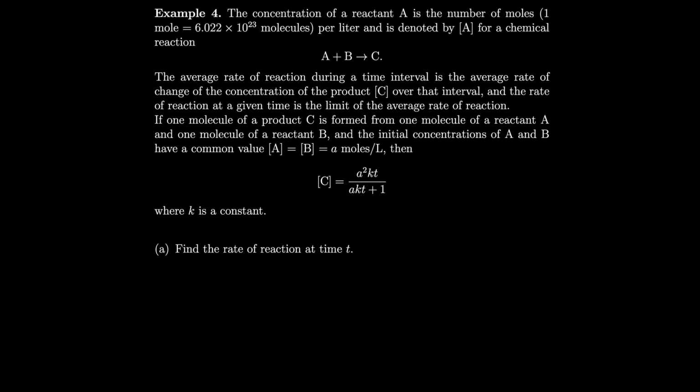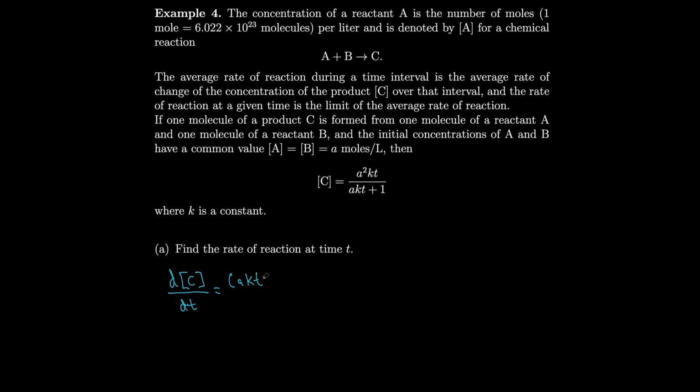So let's find the rate of reaction at time t. We said that the rate of reaction is the limit, so the rate of reaction is the derivative. So we want to look for dC/dt, the derivative of concentration with respect to time, and that's concentration of product. So we have to use the quotient rule.